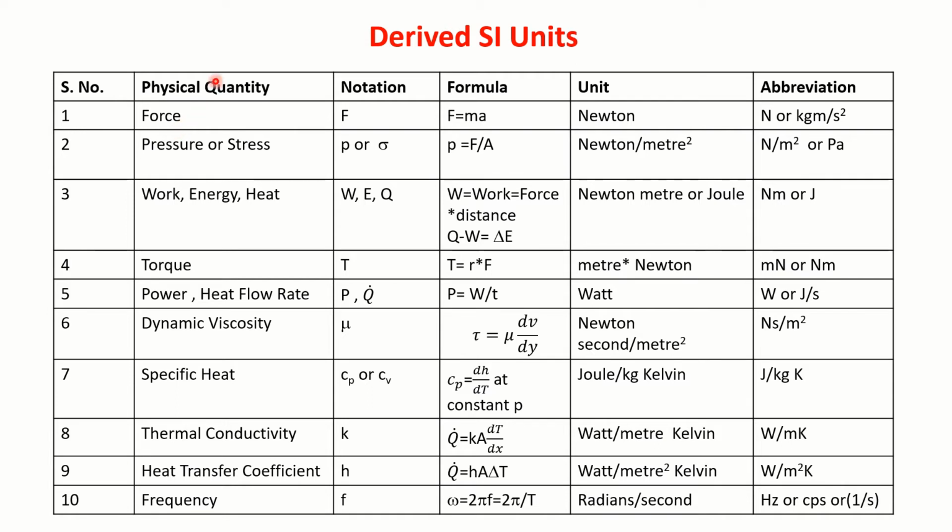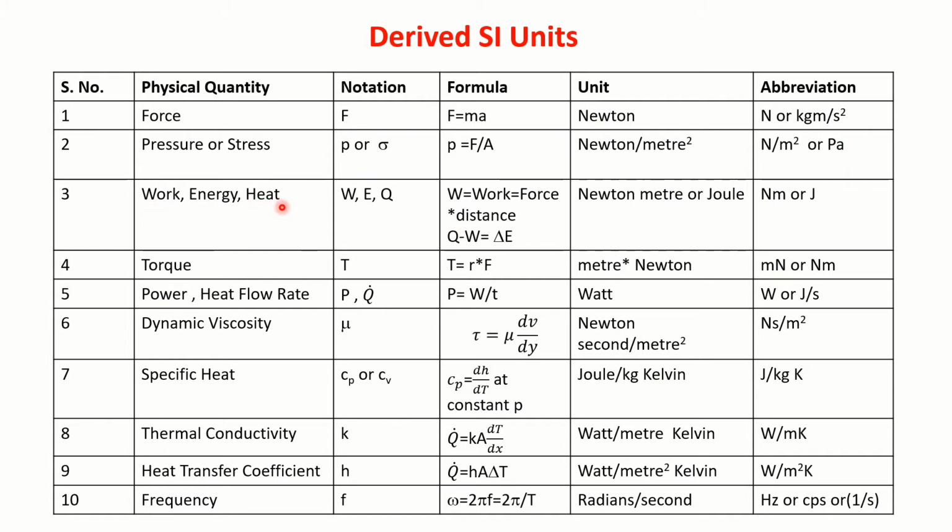If you see force, the physical quantity, is denoted by capital F. The formula is F is equal to MA. The unit of M is kg. Unit of A is meter per second square. Kg meter per second square is Newton. The unit of force is Newton. Now let us look at pressure or stress. Normal pressure, normal stress, force by area. The unit of force is Newton. Unit of area is meter square, Newton per meter square or Pascal.